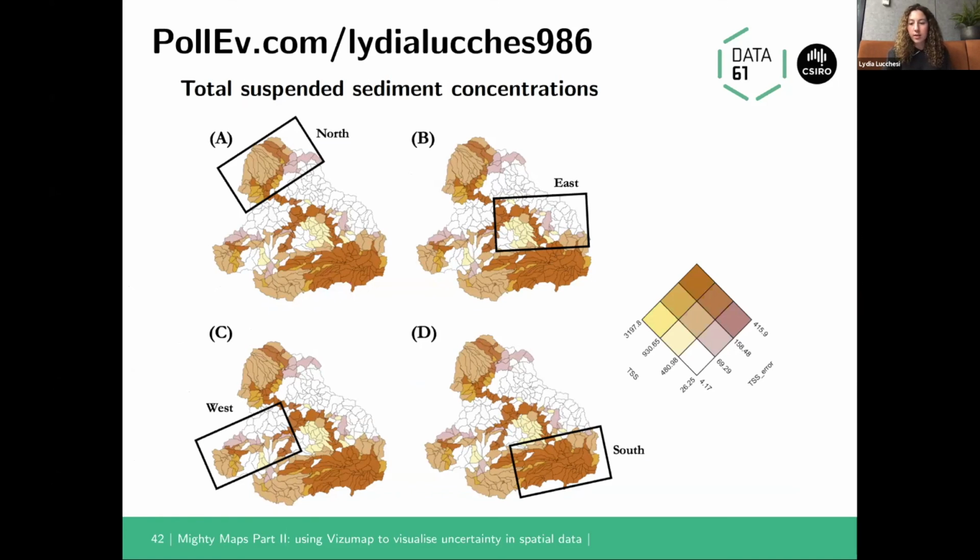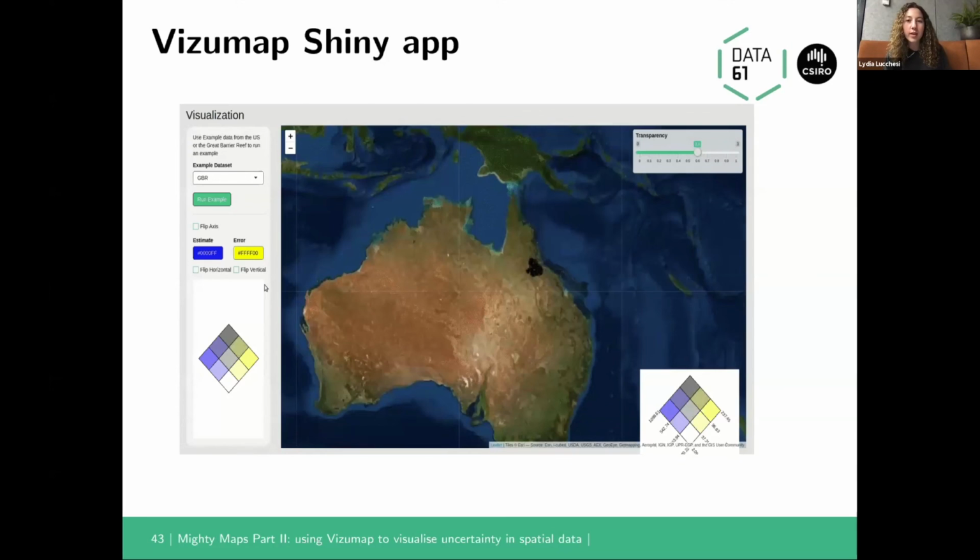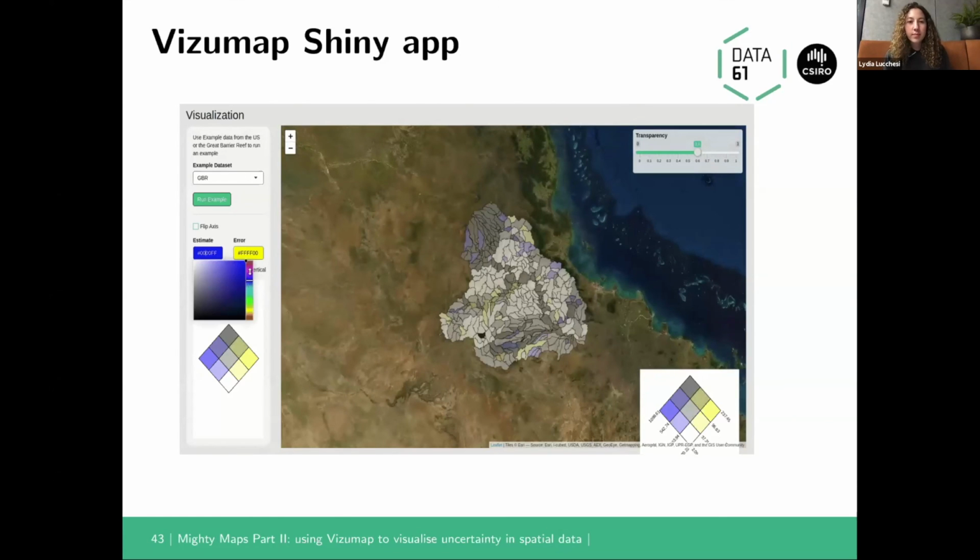All right, moving on. You already got to see this animation, but here is a sneak peek at the new Shiny app that Sam is creating. So you'll be able to choose your colors, plot on an actual map, and all four methods will be available in the app.